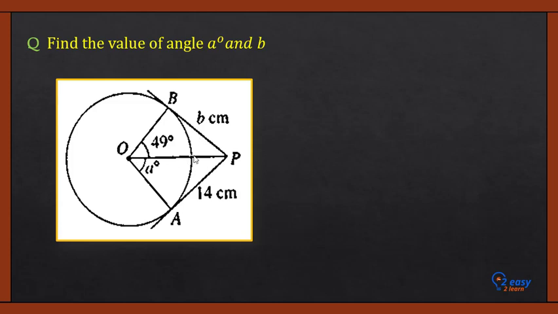Similarly, line OP is the angle bisector of angle AOB. So the value of A is 49 degrees because both angles are equal, and the value of B is 14 centimeters because both tangents are formed from the common exterior point.